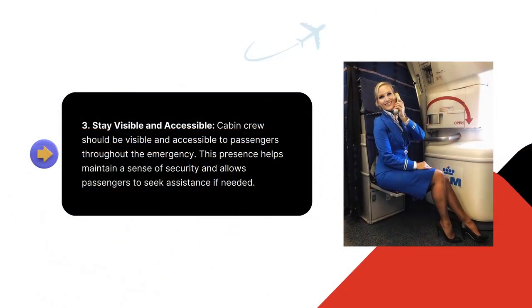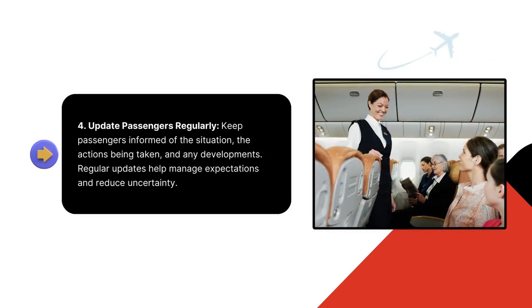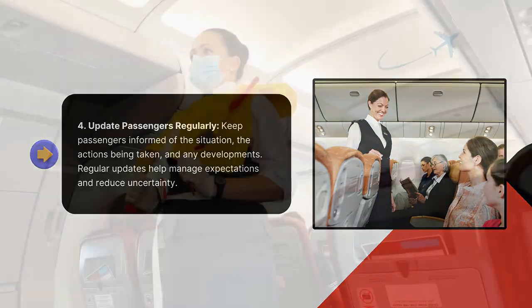3. Stay visible and accessible. Cabin crew should be visible and accessible to passengers throughout the emergency. This presence helps maintain a sense of security and allows passengers to seek assistance if needed. 4. Update passengers regularly. Keep passengers informed of the situation, the actions being taken, and any developments. Regular updates help manage expectations and reduce uncertainty.